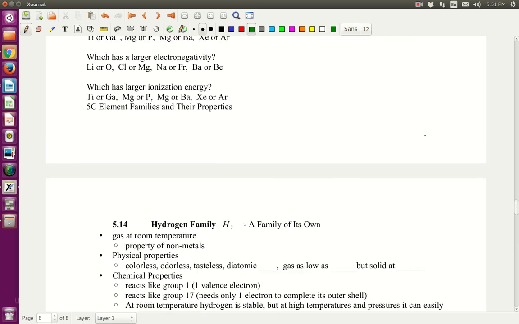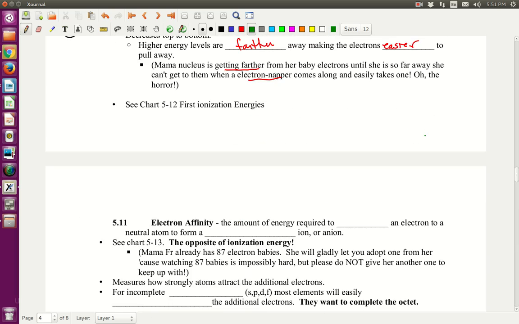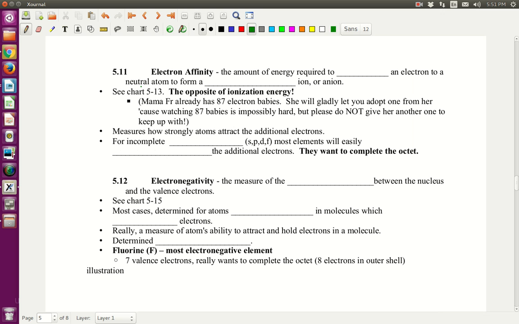So let's go back up to your notes. And so that brings us to electron affinity. Affinity means I like something. So I have an affinity for chocolate. I have affinity for pumpkin spice lattes. But here, it's the amount of energy required to add an electron to a neutral atom to form a negative ion, or an anion. So basically, I want to add an electron to an atom, and how much energy is going to be required. Some sources say the energy that's released when that's done. But how much energy is required to add that electron to an atom?